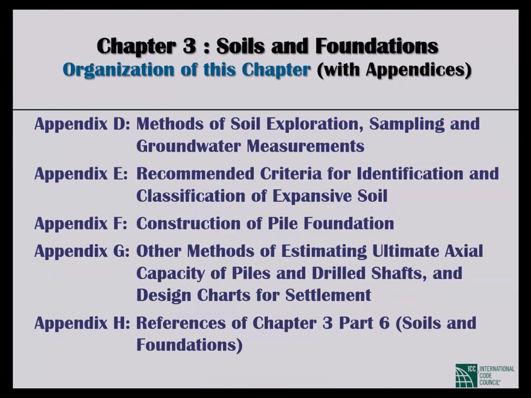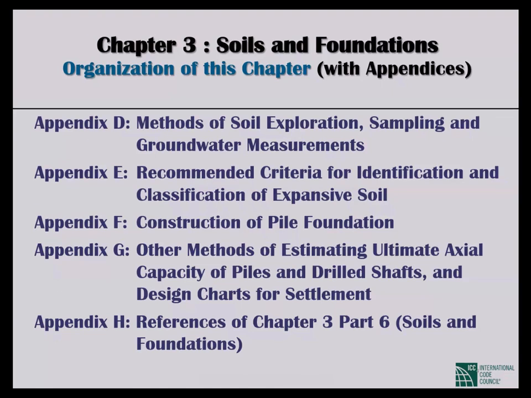And then we have 5 appendices. Appendix D, method of soil exploration, sampling, and ground measurement. Appendix E, recommended criteria for identification and classification of expansive soil. Appendix F, the construction of pile foundation. Appendix G, other methods of estimating ultimate axial capacity of piles and drilled shafts. And Appendix H, as usual, is the reference for this chapter.